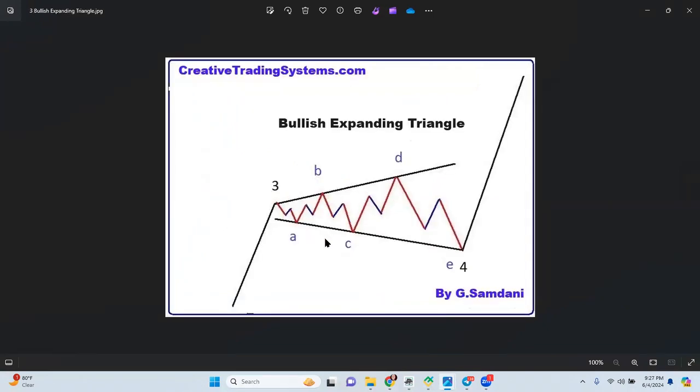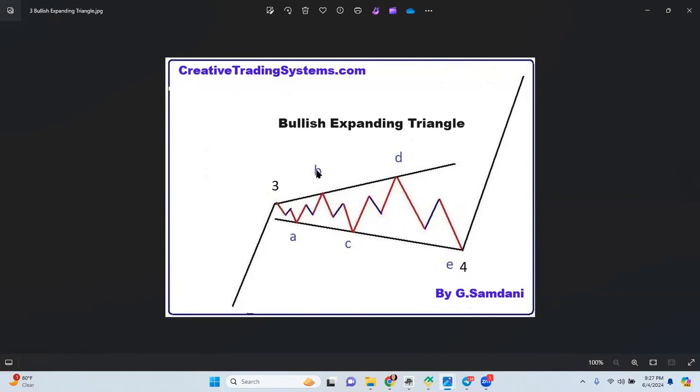The bullish expanding triangle is this: after wave 1, 2, and then wave 3, you will have a small wave A, then the B will go above the last high of wave 3, then C will come below the last low of wave A, and the D will do the same thing. The internal structure is also 3, 3, 3, 3, 3. And all of these are extensions.